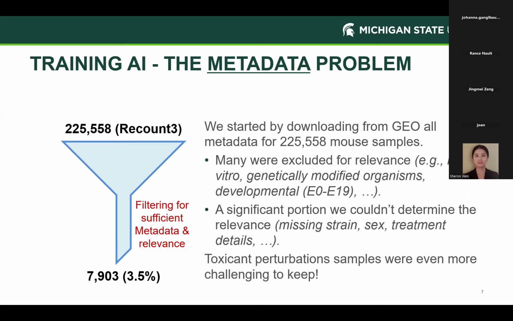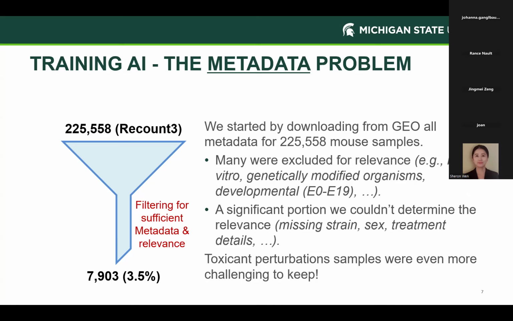We excluded any data set that was from developmental stages, because that metabolism is going to be different than an adult or mature mouse. Also had to exclude all the in vitro studies, because a hepatocyte is not the same thing as a liver. And so we had to filter for all those things. So obviously we lost quite a bit of data when we added those filters.